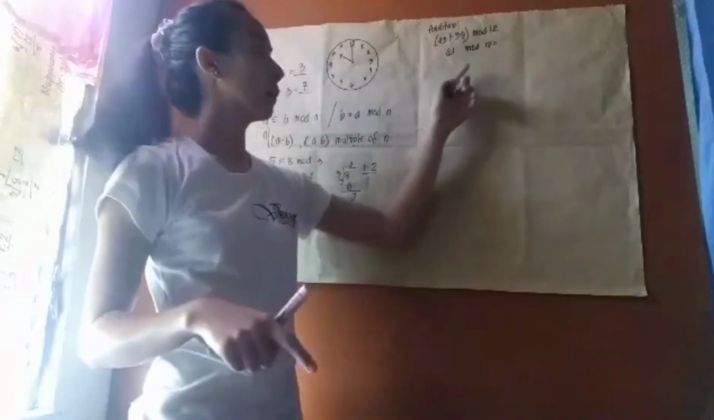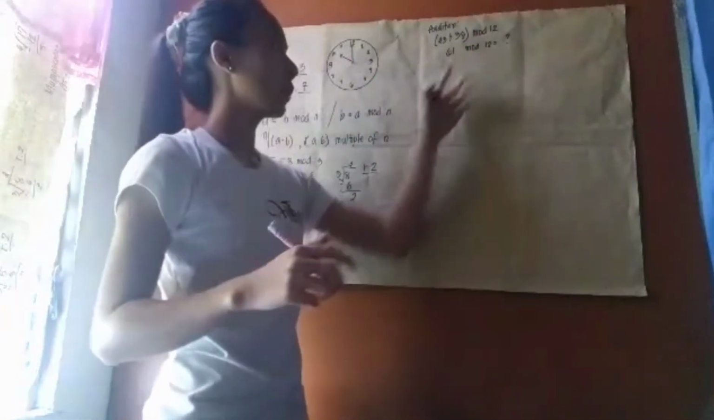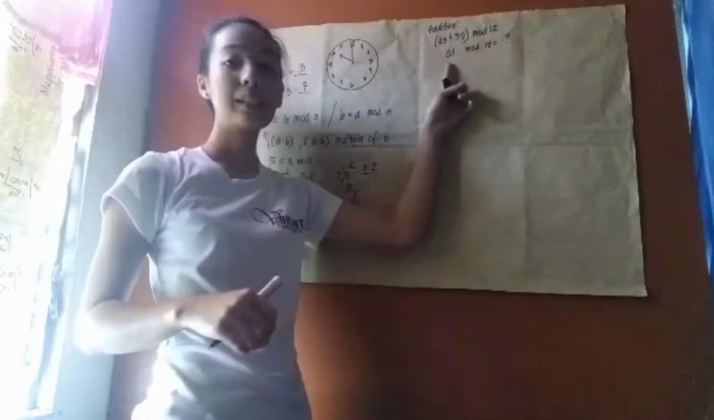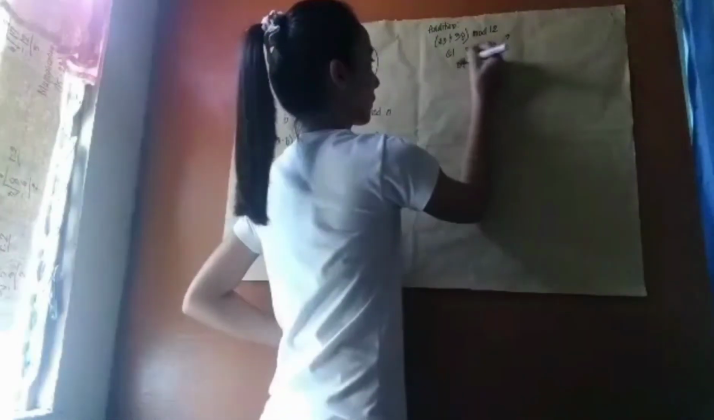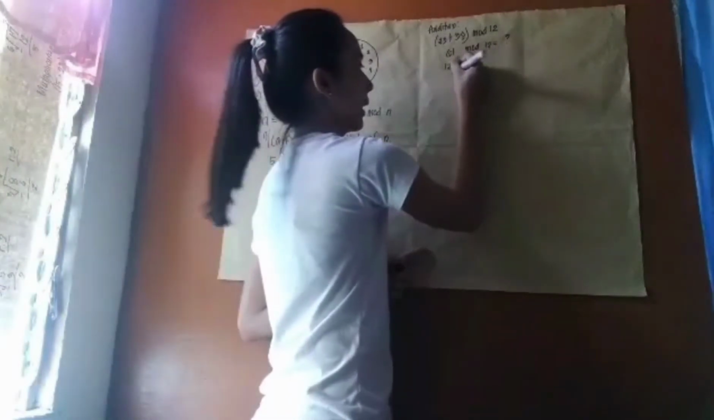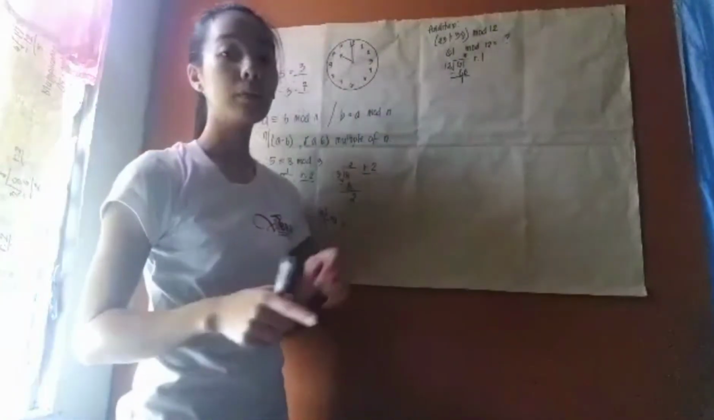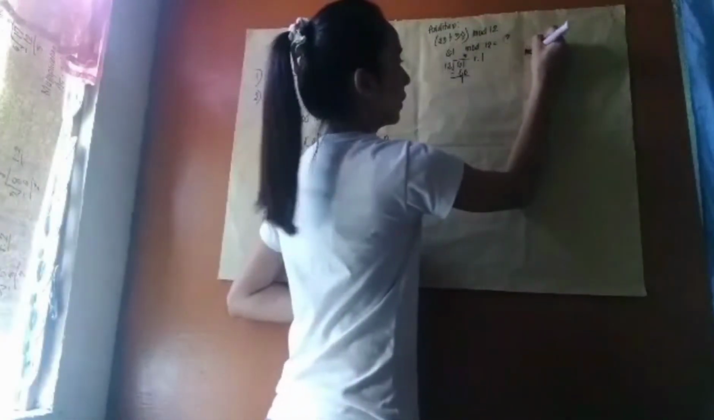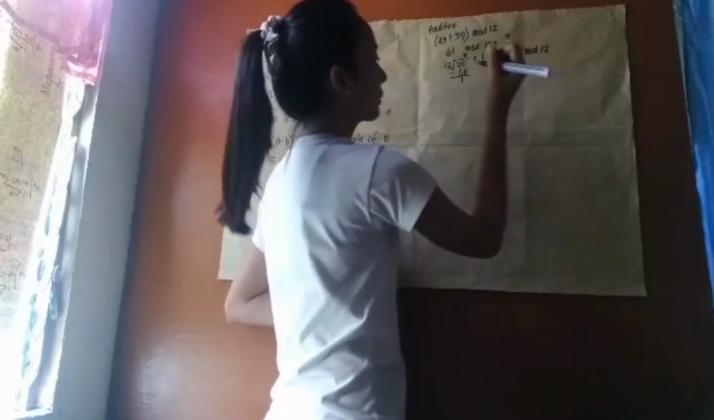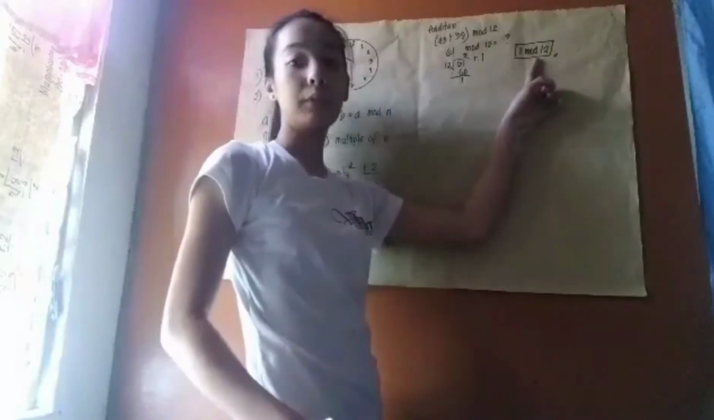Now you are going to find the remainder. To get the remainder, you are going to divide 61 by 12. What is 61 divided by 12? It's 5. 5 times 12 is 60. 61 minus 60 is 1. So the remainder is 1. For the simplified form, we have the remainder of mod 12 is 1.